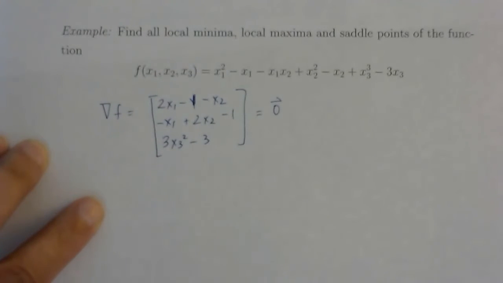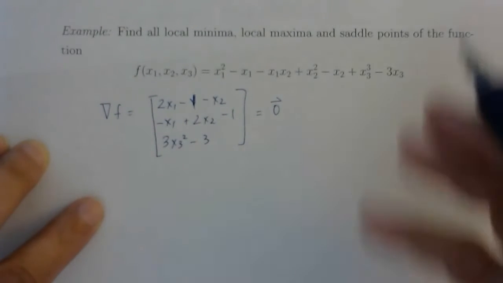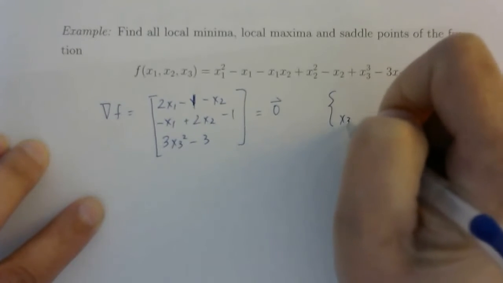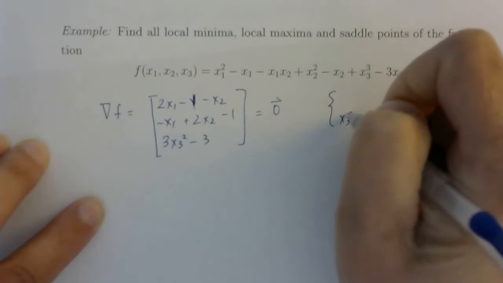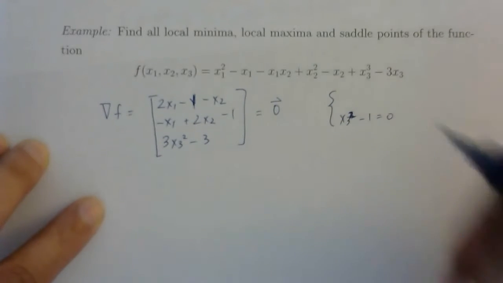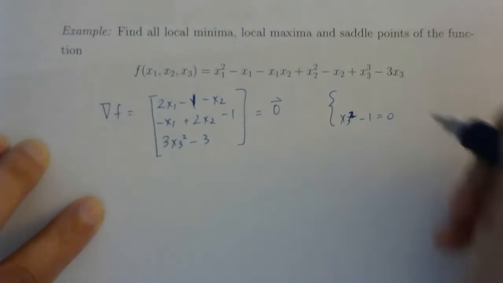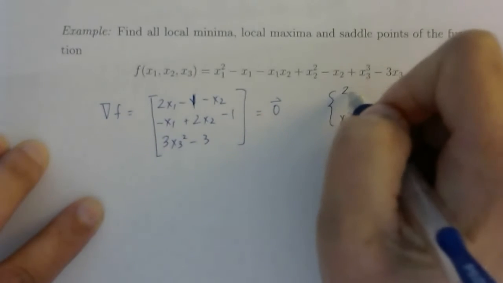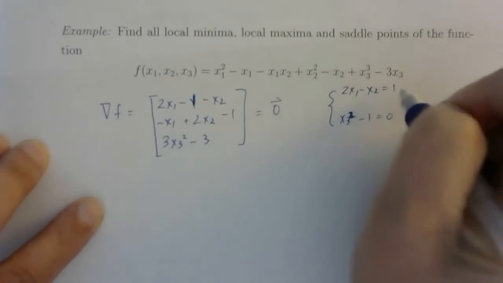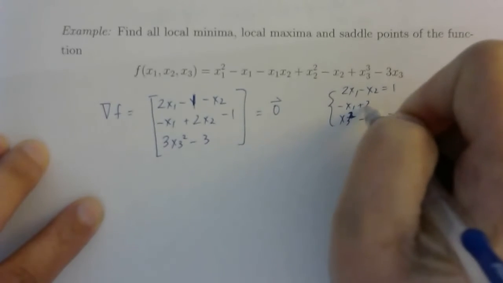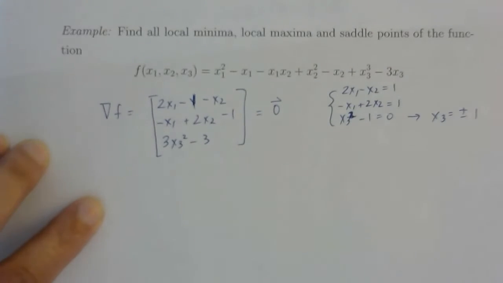So we know that x3 squared minus 1 is equal to 0. So that means x3 should be plus and minus 1. For the other two equations, I have 2x1 minus x2 is equal to 1, and minus x1 plus 2x2 is equal to 1.